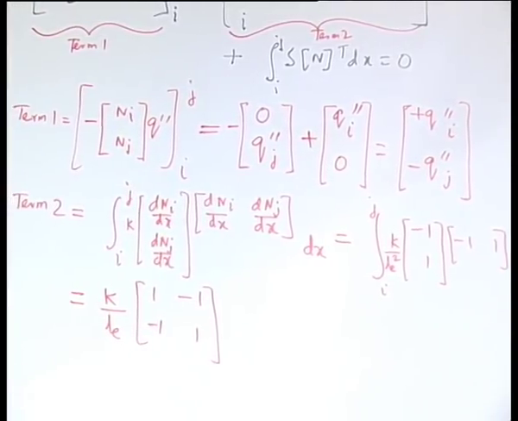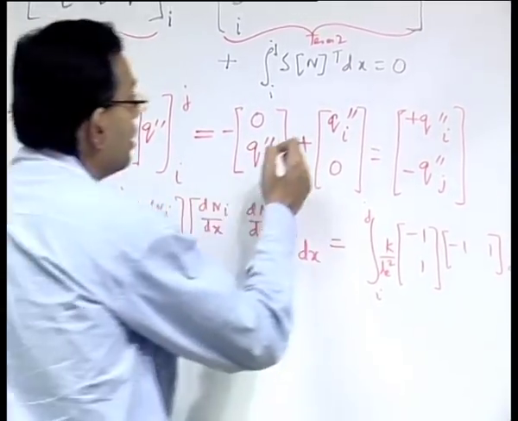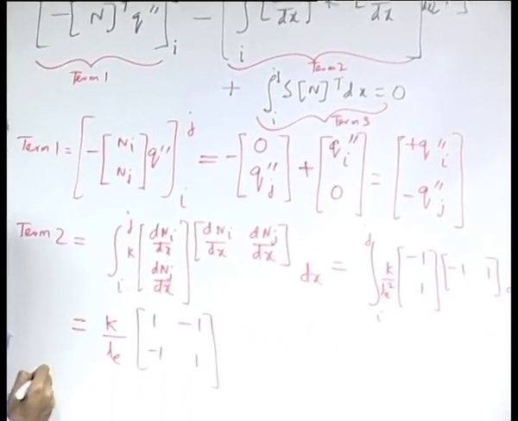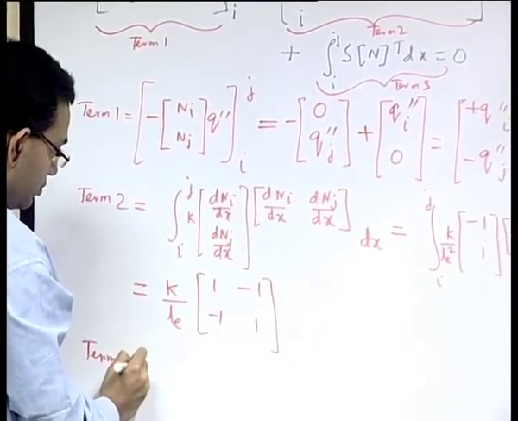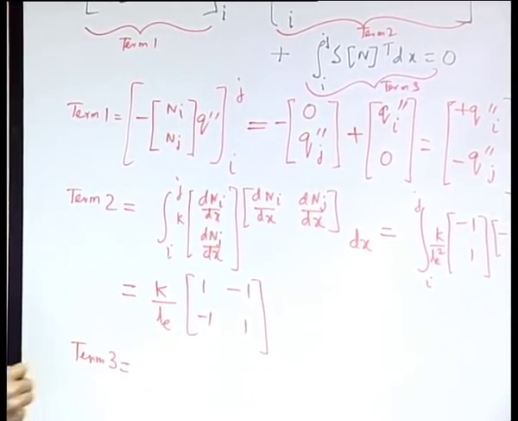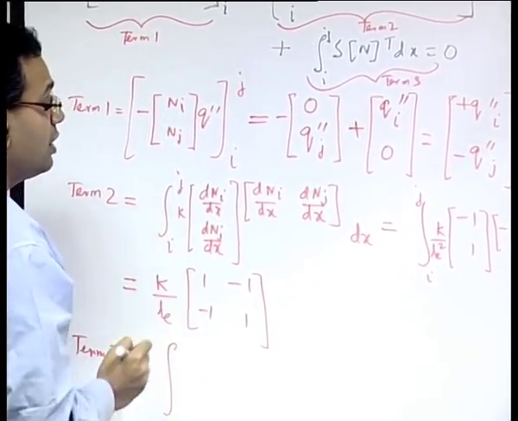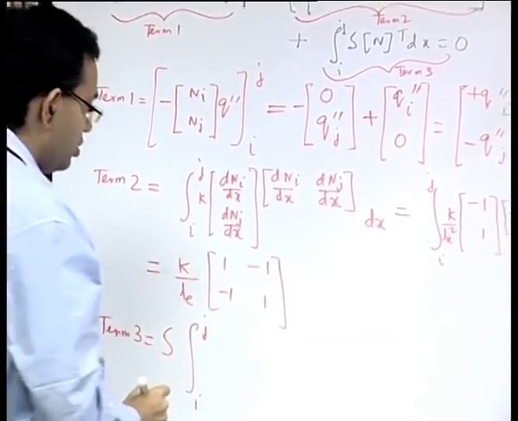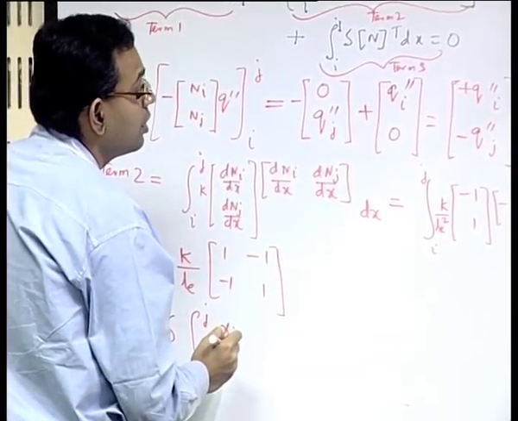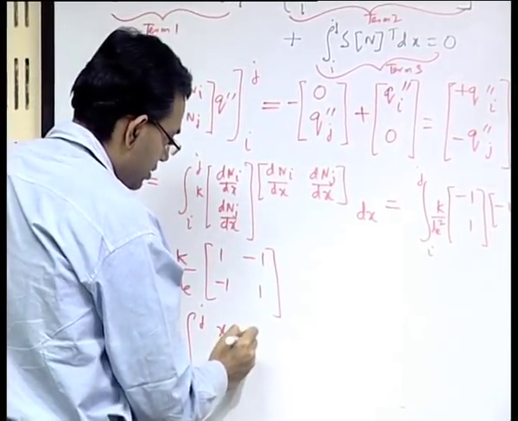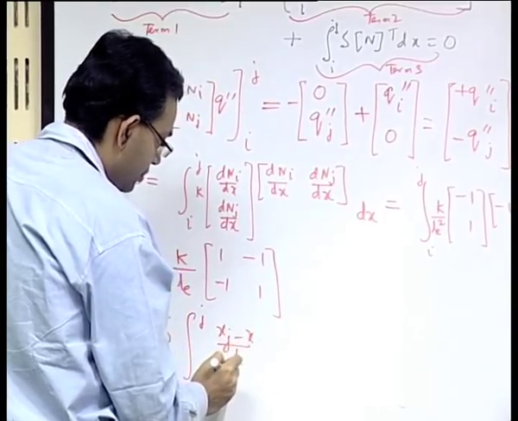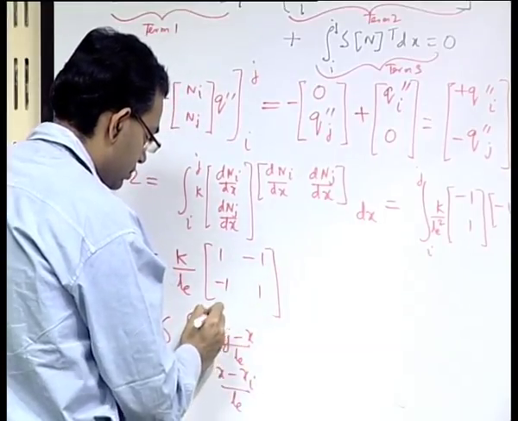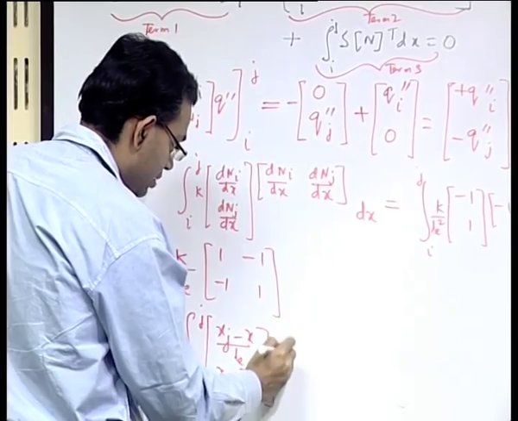So this is the term 2, and let us consider this as the term 3. S is a constant, then integral of i to j N transpose dx. So xj minus x by Le and x minus xi by Le, this dx.